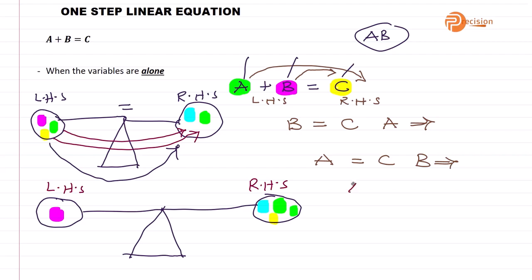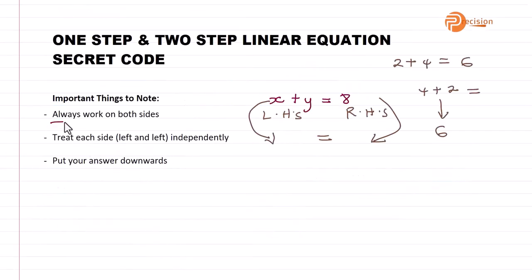We had A plus B is equal to C. Remember, they are all alone when the variables are all alone, and we are asked now, let's say, to make a sort of formula. If we are to make a sort of formula, it simply means we have to move this to the other end of it. So remember the important reminders from the beginning of this class. Always work on both sides, which is very necessary, and then treat each side independently. Let's go back to that slide and continue.